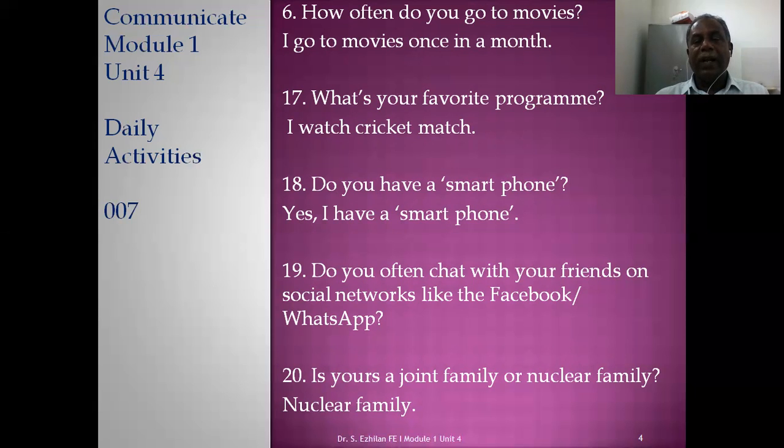And the 19th question, do you often chat with your friends on social networks like Facebook, WhatsApp? They're asking about your social media. Your answer, yes. I chat on Facebook or WhatsApp or Instagram or any other social media you can mention. Or, no, I don't find time to chat on Facebook or WhatsApp. That way also you can answer the question.